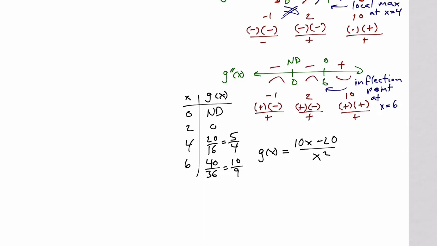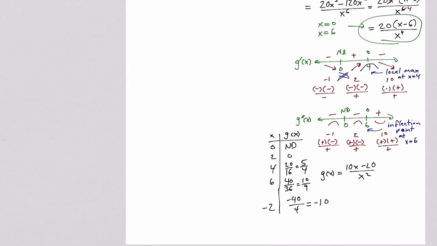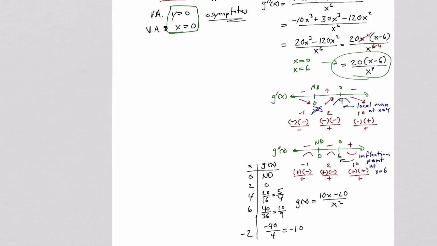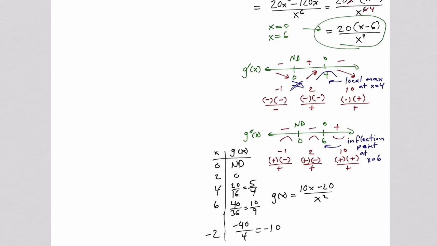To be able to make our sketch carefully, let me add one more point, negative 2. We haven't looked at the value at a negative number. If I plug in negative 2, I get negative 40 divided by 4, which is negative 10. So with those specific points in mind, and with the information we have about increasing and decreasing versus concave up and concave down, we can create a nice sketch of our function.